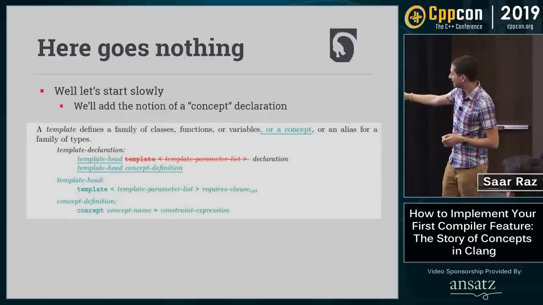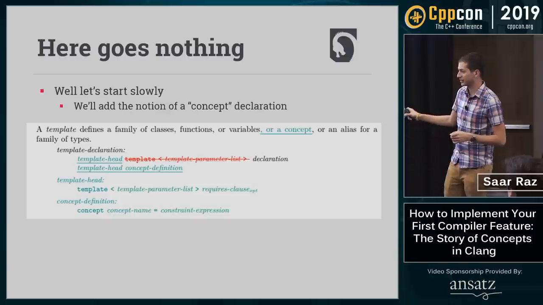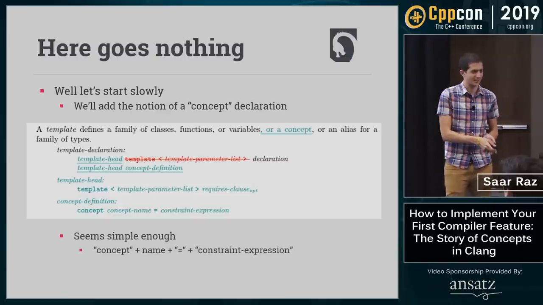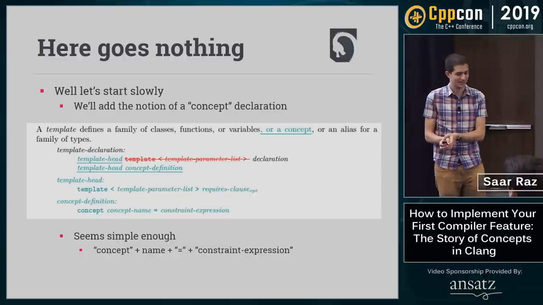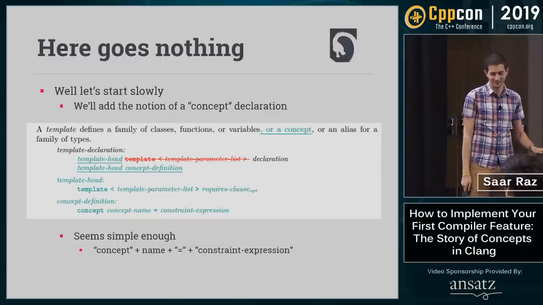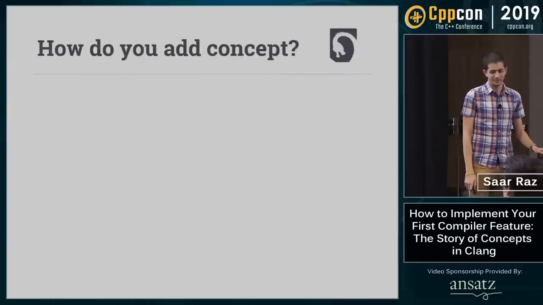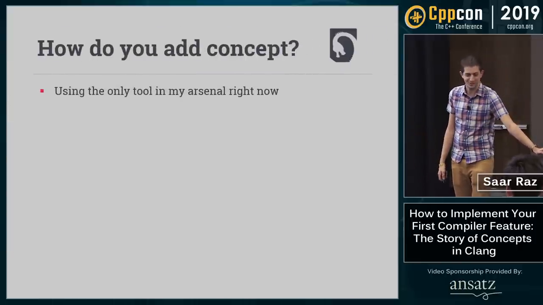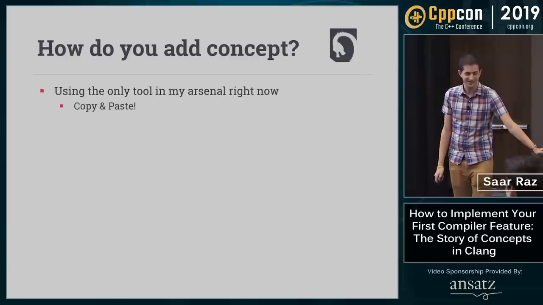You have the template head, and then the concept definition, which is just the keyword concept, then a name, then an equals token, then a constrained expression, which I guess is just an expression. How do you add concept? Well, I'm going to use the only tool I have in my arsenal right now, which is copy and paste.